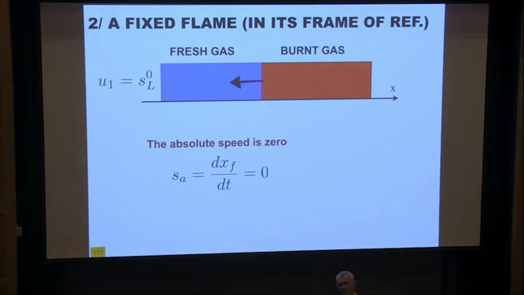So let me do a second case now, where the flame now is sitting in your reference frame. So you don't move, you move with the flame front, so the flame front doesn't move for you, so the absolute speed of the front is zero. Okay, that's the simplest case. That's the one you use when you do a Cantera simulation. You are in the reference frame of the flame.